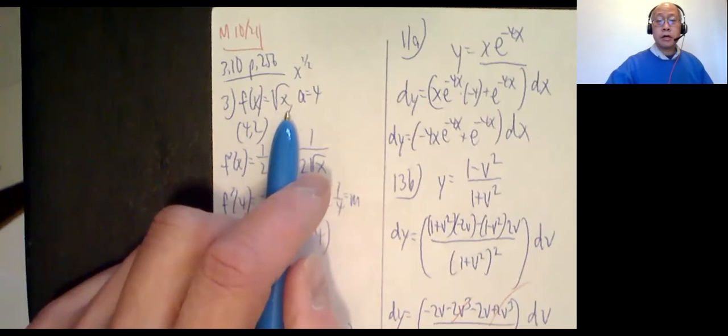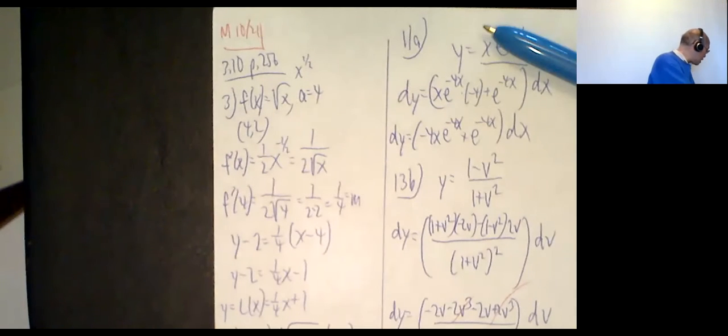Somebody just joined. The quiz is on exponential growth and decay. Somebody was asking. I think that was section 8. Yeah, section 8.